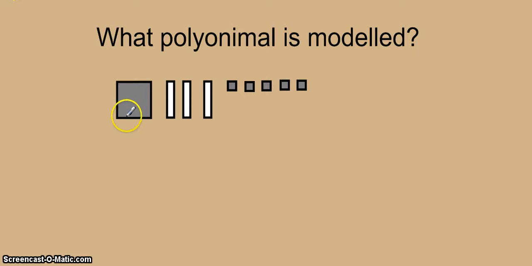Shaded is positive. You have one big square tile, so you have 1 x squared. You have 3 negative x tiles. So 3 negatives we're going to write as subtracting 3x, because decreasing by 3 is the same thing as having a negative 3. And then we have 5 positive unit tiles. So we're going to add on 5.